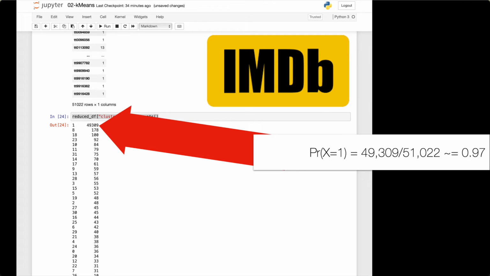So since the vast majority of our movies went into cluster 1, we see there are about 49,000 movies in cluster 1. That's about 97% of the data set. So if you see a new movie, just naively, we'd expect there's a very high probability that that movie would be clustered into cluster 1.